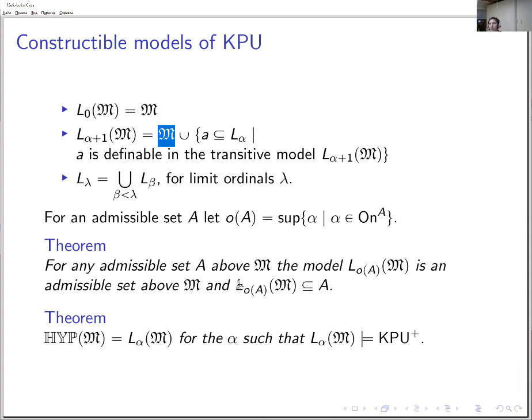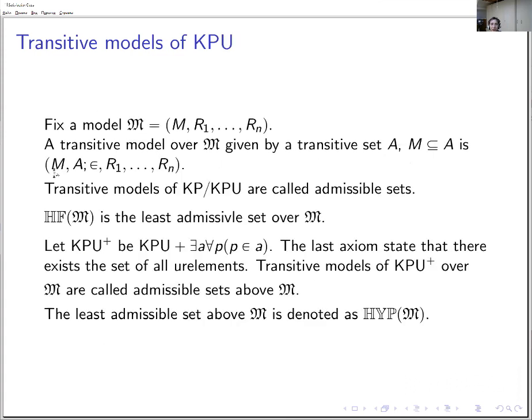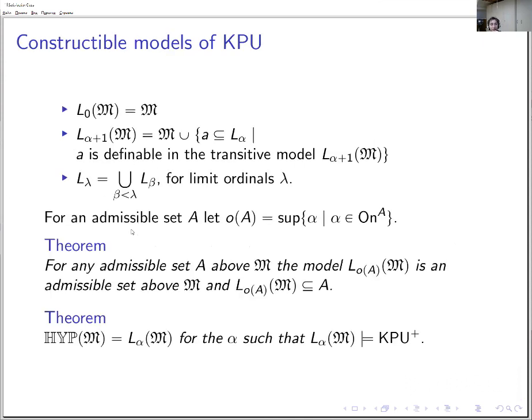And of course, when we're talking about definable sets, we treat this L alpha plus 1 of M as a structure in this kind of signature. So we have the predicates from the initial model and the membership predicate. And thus, naturally, we build up this hierarchy of levels as transitive models that contain M as an element. At least starting from L1. In L0 it does not hold, but okay, it's a special case.